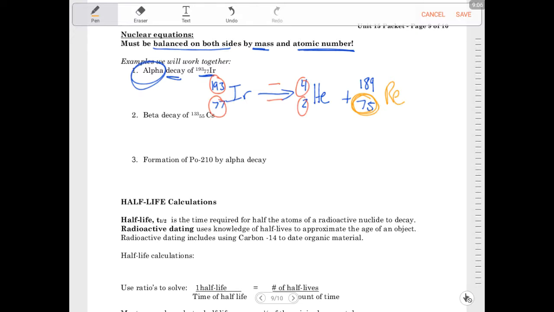So that is, again, alpha decay. We lose an alpha particle. It's that simple. Don't make it harder than it needs to be. Let's take a look at number 2 here. Number 2, so now we have beta decay.